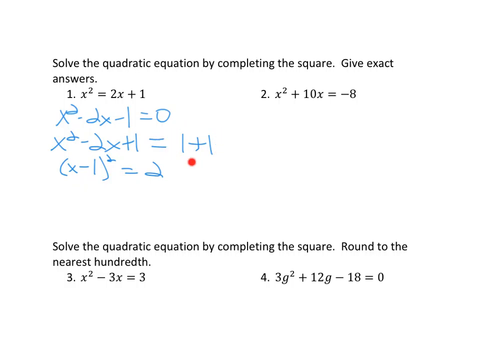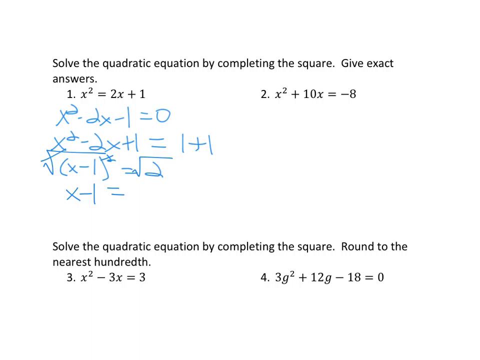All right, and then I just simplified the 1 plus 1 on the right side. Okay, now to finish this, the very last step is to square root both sides and solve for x. In order to get rid of that square, because I'm trying to get x by itself, I'm going to square root both sides. It cancels out that square root and that square. So on the left I just have x minus 1.